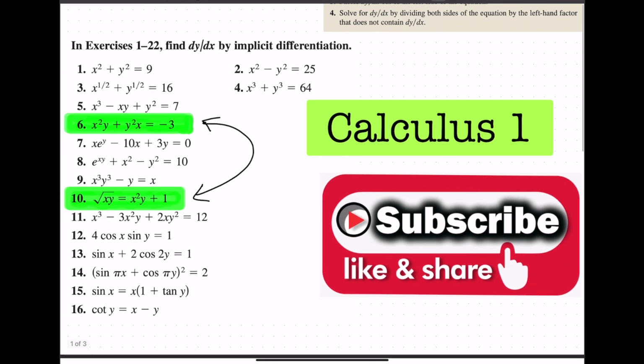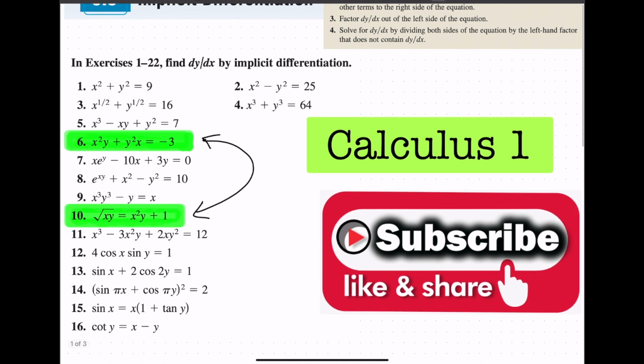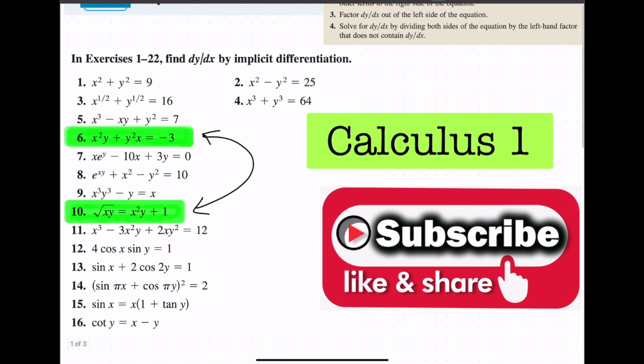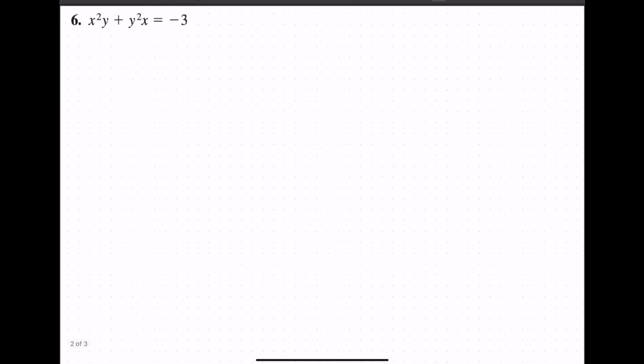Welcome back. Let's take a look at number 6, and we're finding dy/dx by implicit differentiation. Problem 6 is x squared times y plus y squared times x equal to -3. When we take the derivative of an equation that has x and y, that's when we do implicit differentiation.